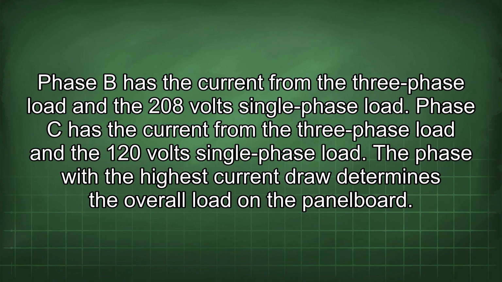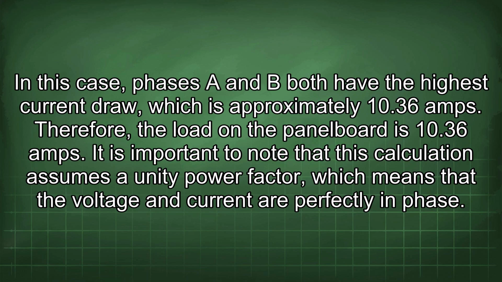The phase with the highest current draw determines the overall load on the panel board. In this case, phases A and B both have the highest current draw, which is approximately 10.36 amps. Therefore, the load on the panel board is 10.36 amps.